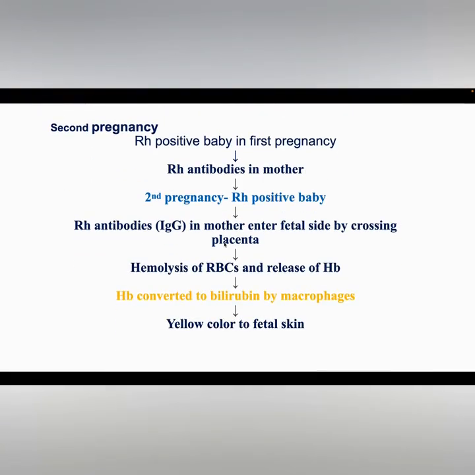Talking about the second pregnancy, the Rh positive baby in the first pregnancy causes the development of Rh antibodies during the second pregnancy. Rh antibodies are IgG type. Already I told you they can cross the placental barrier, causing hemolysis of RBC and release of hemoglobin. Hemoglobin is converted into bilirubin by macrophages, giving yellow color to the fetal skin. Those are the symptoms of HDN.